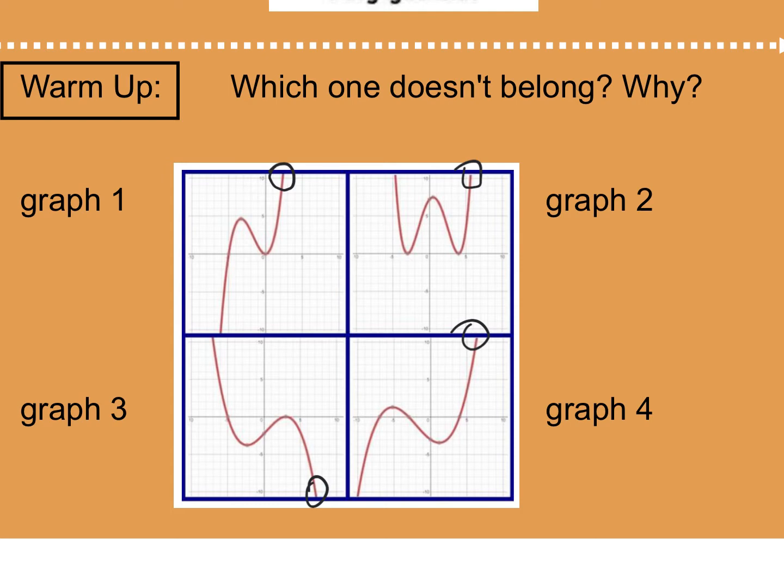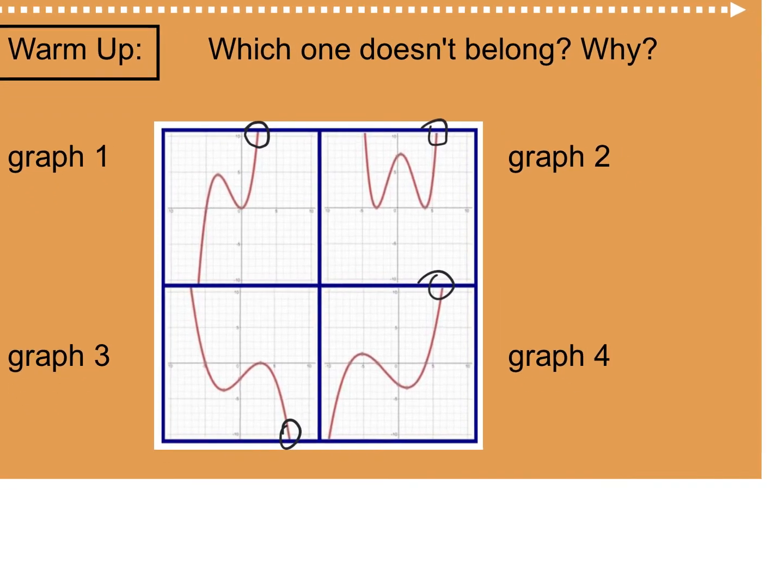So which one didn't belong? Come on, say it. It's pretty obvious. Number 3. Number 3 was different. Why? Because it had a right end that was down. And what does that mean about its graph? If you were to look at its graph, it would have had to have a what in front? Say it. Come on. A little participation would be good. A negative in front. Yeah.